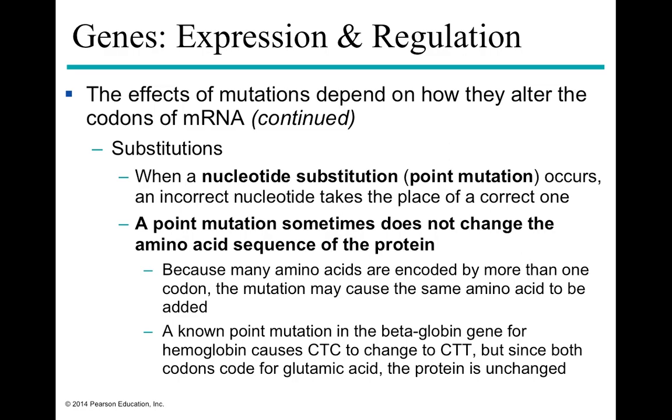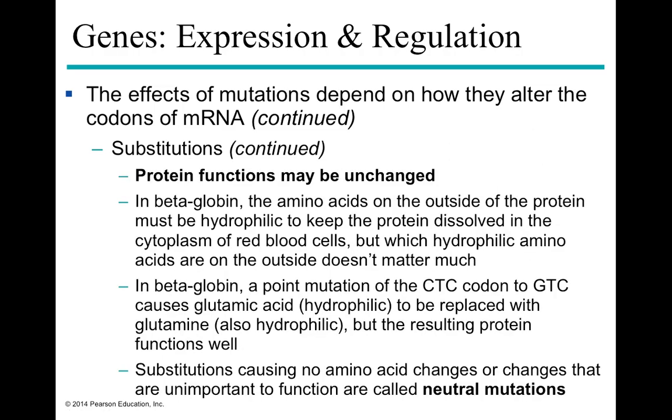And so if a mutation causes a change in the codon that's going to code for the same amino acid, then there's going to be no change at all. So some point mutations are completely benign. For example, changing CTC to CTT, both are going to code for glutamic acid. So you're going to get the same protein at the end, even though you have a point mutation in the gene itself. Right? So generally with substitutions, protein function can be entirely unchanged.